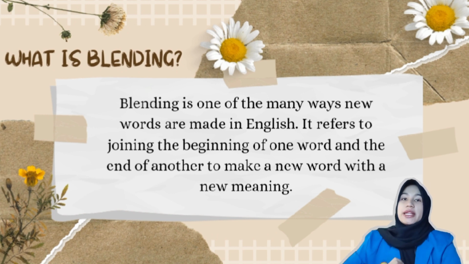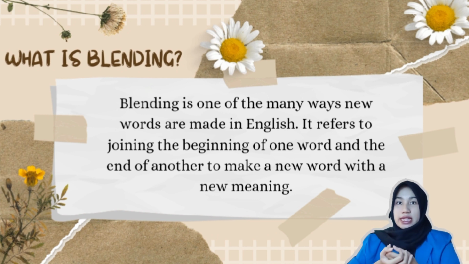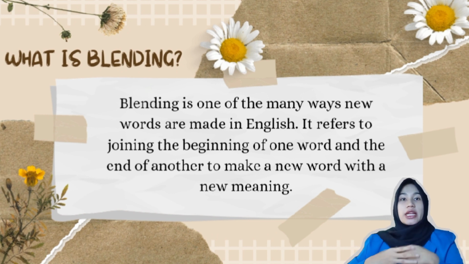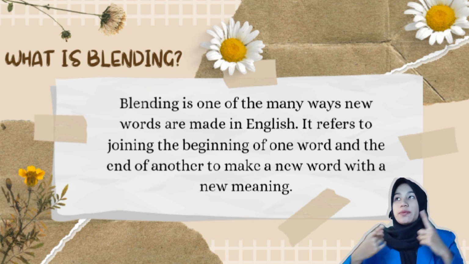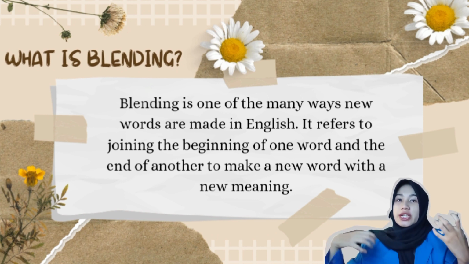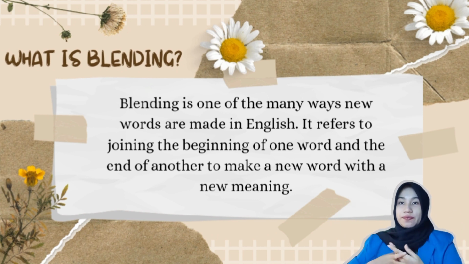Okay, blending is one of the many ways new words are made in English. It refers to joining the beginning of one word and the end of another to make a new word with a new meaning, like brunch from the word breakfast, like emoticon from emotion and icon, and so on.